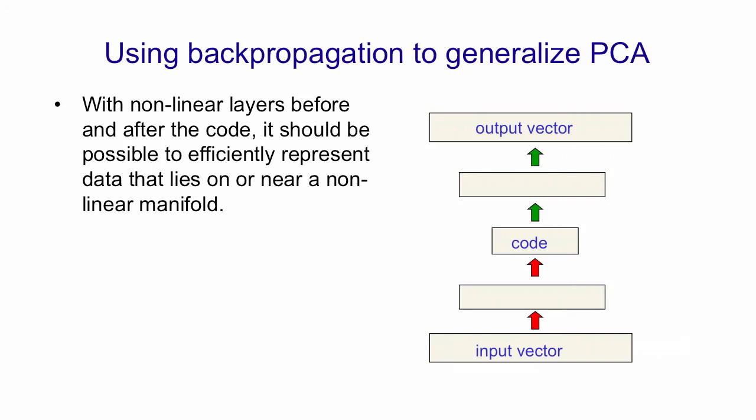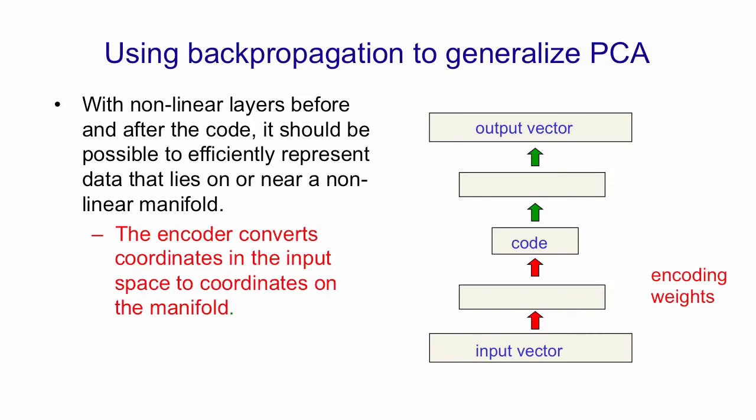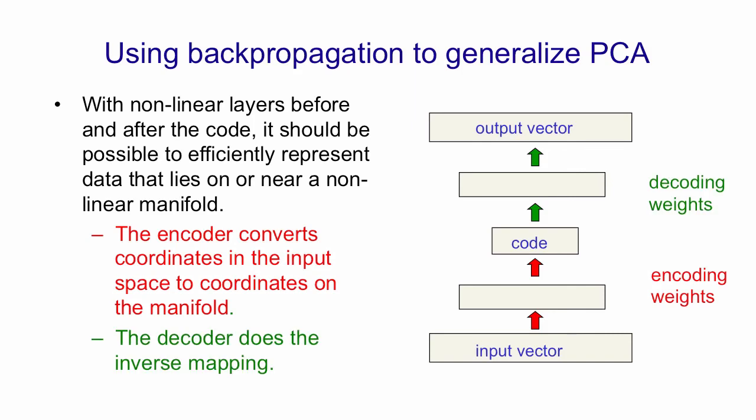So this is a curious network in which we're using a supervised learning algorithm to do unsupervised learning. The bottom part of the network is an encoder, which takes the input vector and converts it into a code using a nonlinear mapping. The top part of the network is a decoder, which takes the nonlinear code and maps it back to a reconstruction of the input vector. So after we've done the learning, we have mappings in both directions.